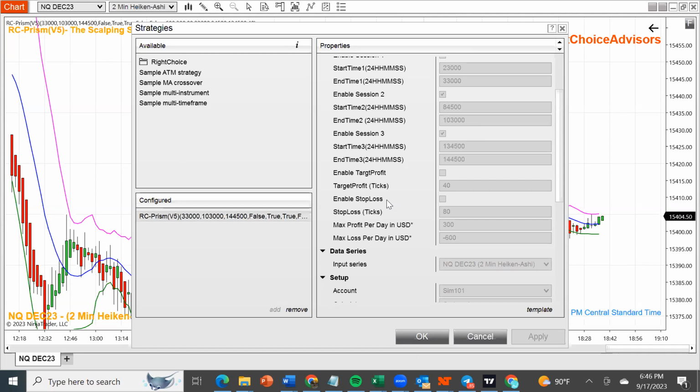This target profit is per ticker per account. So if you have a different account, it will have a different target. If you are using NQ on two different accounts, on account one you will make $300, and on account two you will make $300.